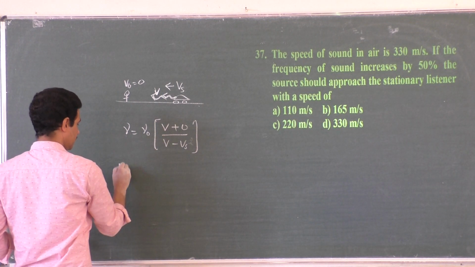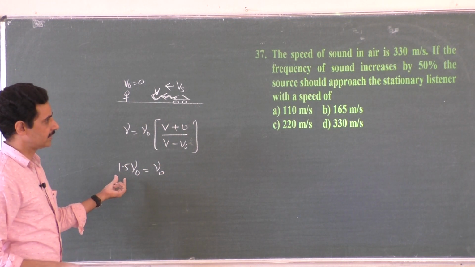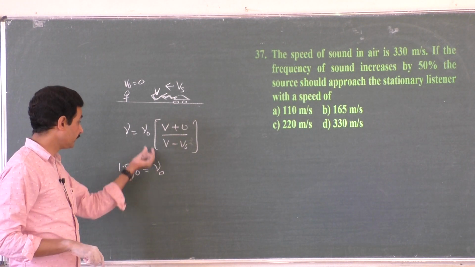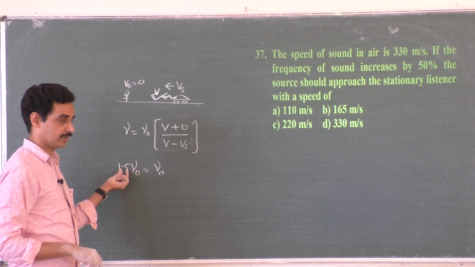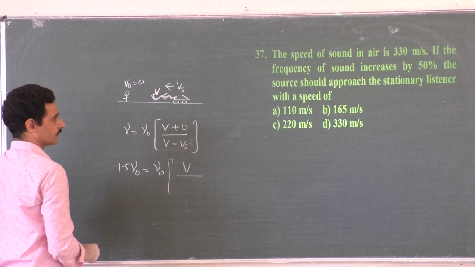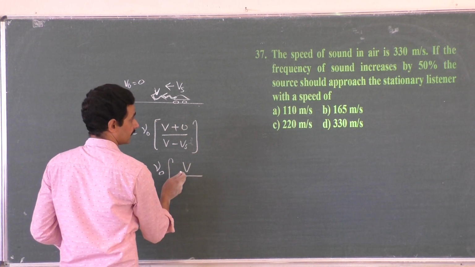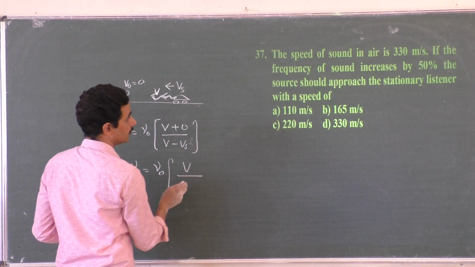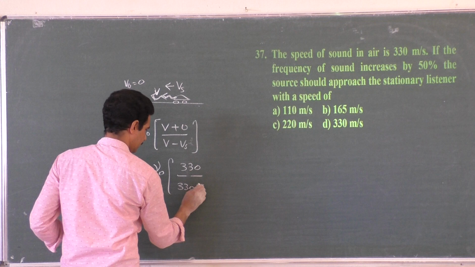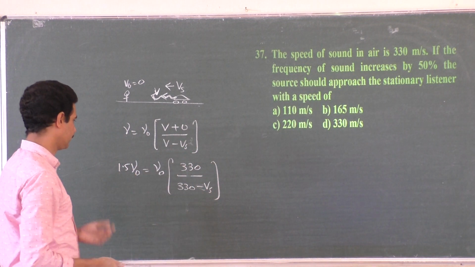This nu should be 50% more than nu naught, am I right? The apparent frequency increases by 50%. That means half of this you have to add to nu naught and it gives you 1.5, V by (V minus Vs), V minus velocity of the source. V is given, right? How much? 330. 330 minus Vs. Same type of problem. Last time it was something different.